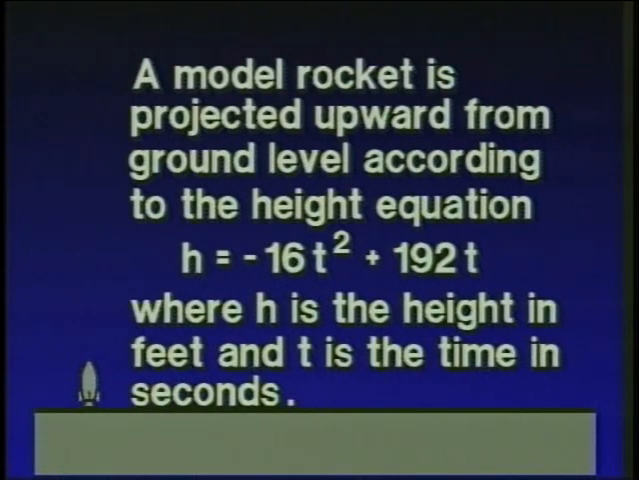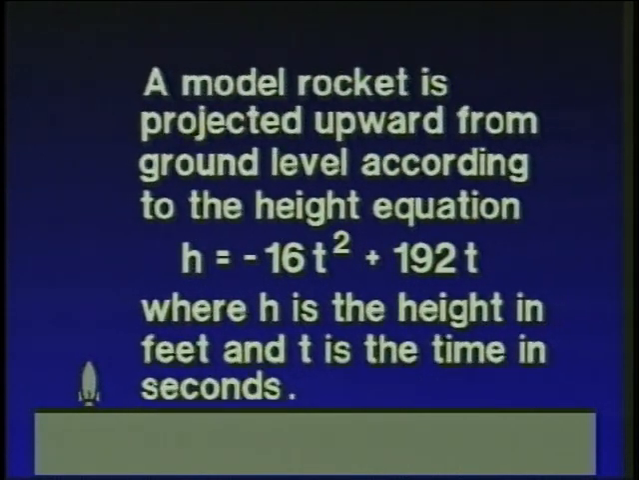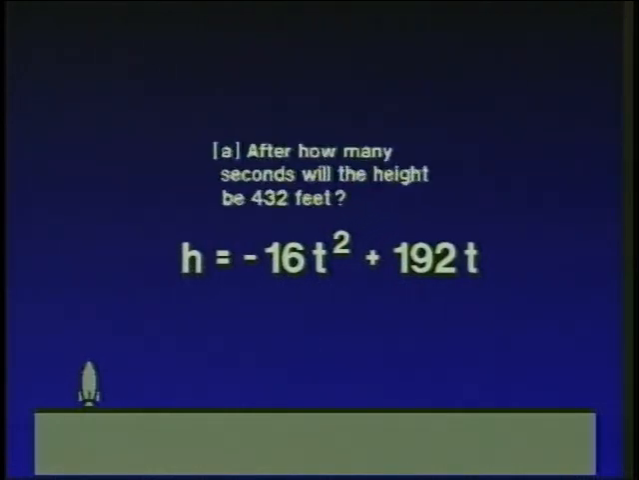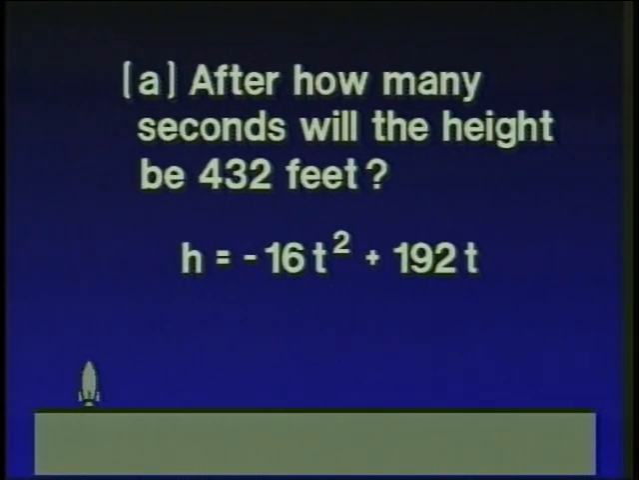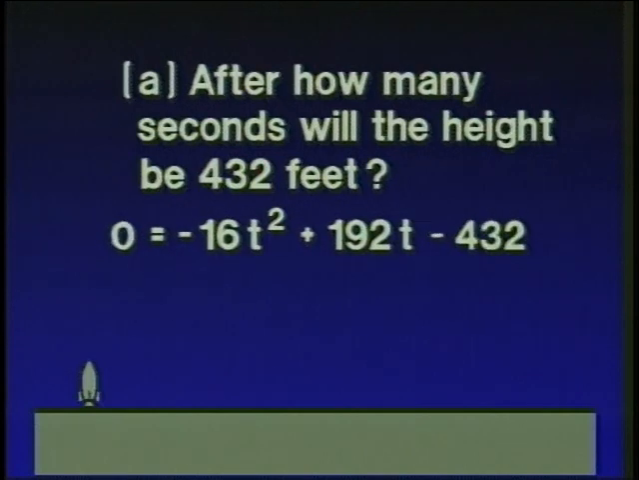A model rocket is projected upward from ground level according to the height equation h is equal to -16t squared plus 192t, where h is the height in feet and t is the time in seconds. After how many seconds will the height be 432 feet? Well, here, of course, we're given a height, and so we'll replace h in our equation with 432. Now, to begin the solution, we'll subtract 432 on both sides to have all terms on one side of our quadratic equation. Now, of course, our prescription is to factor.